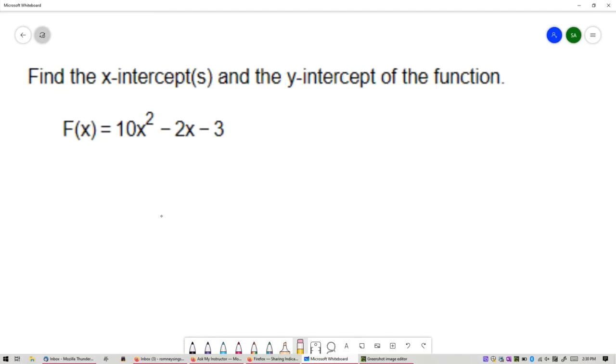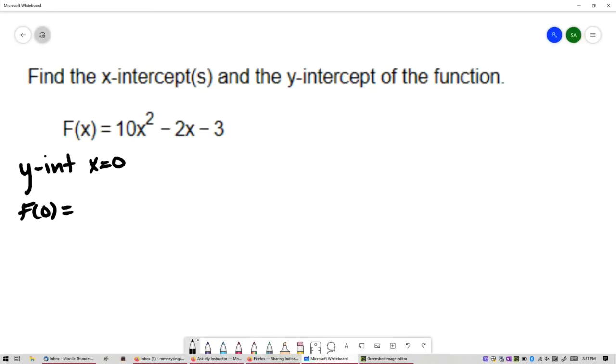So on this one, we want to find the x-intercepts and the y-intercepts of the function. And our function is f of x equals 10x squared minus 2x minus 3. Now, I like to start finding the y-intercept because it's typically a little bit easier. So to find a y-intercept, we're going to let x equal 0. So we're going to substitute a 0 into our function.